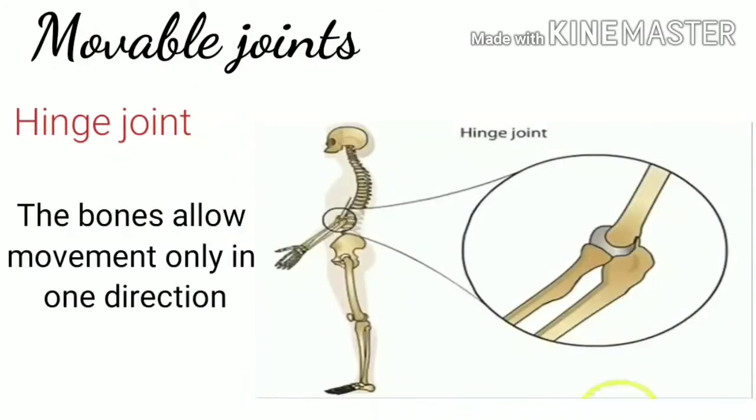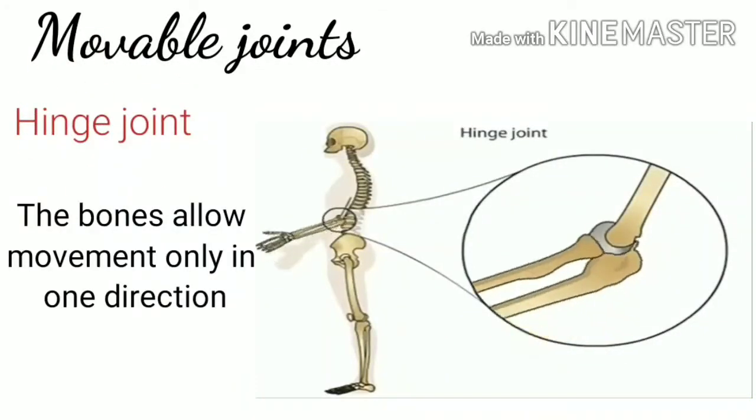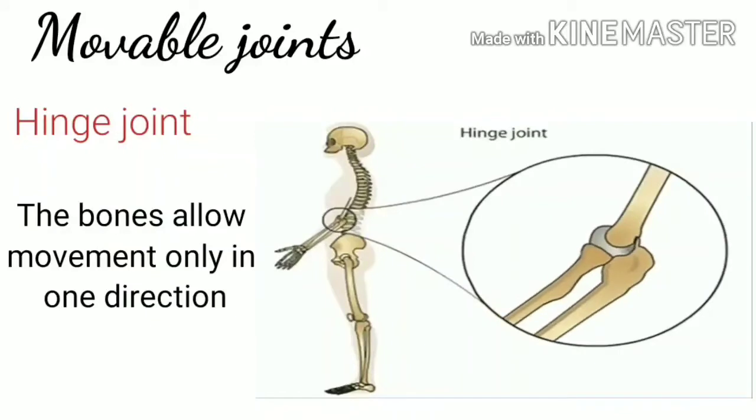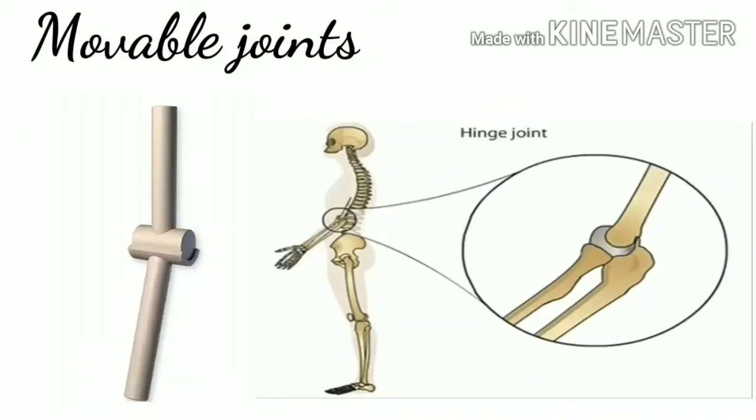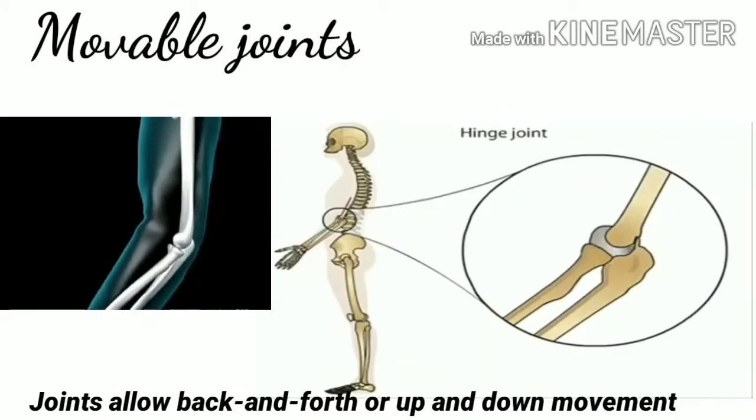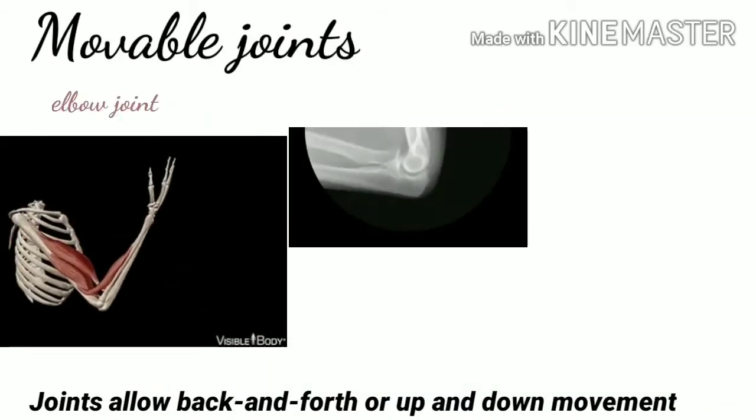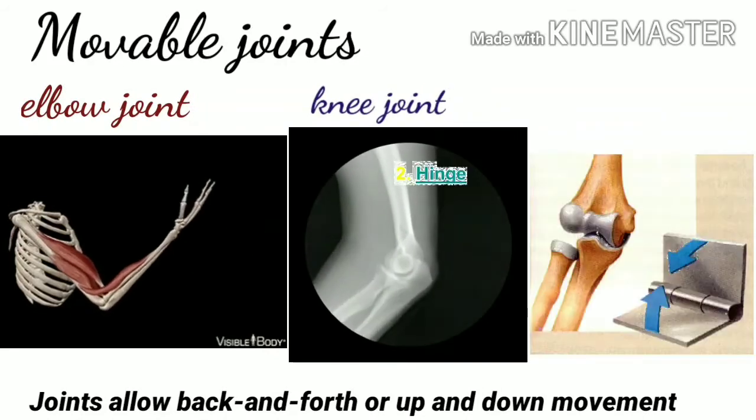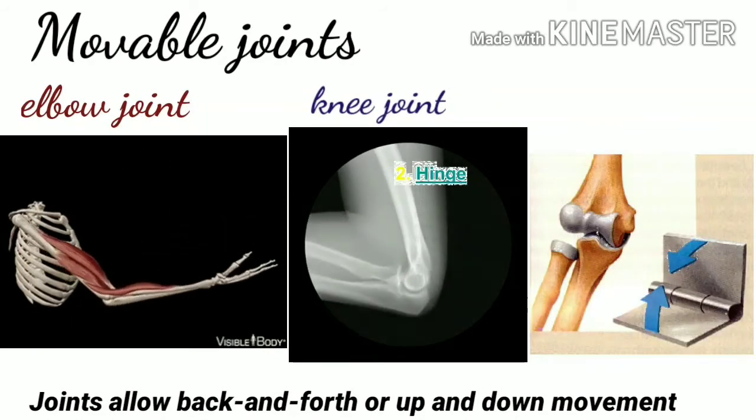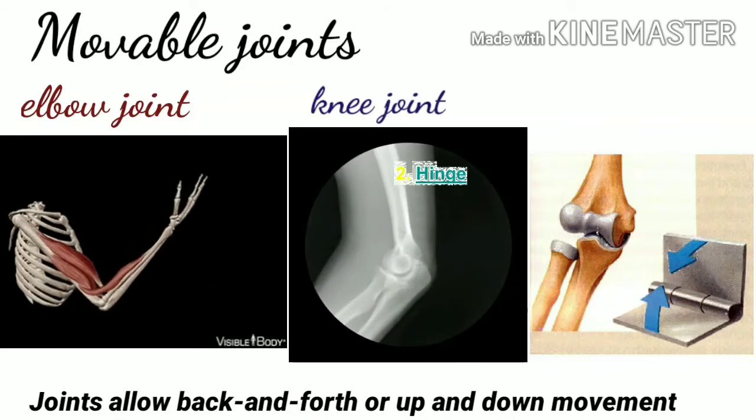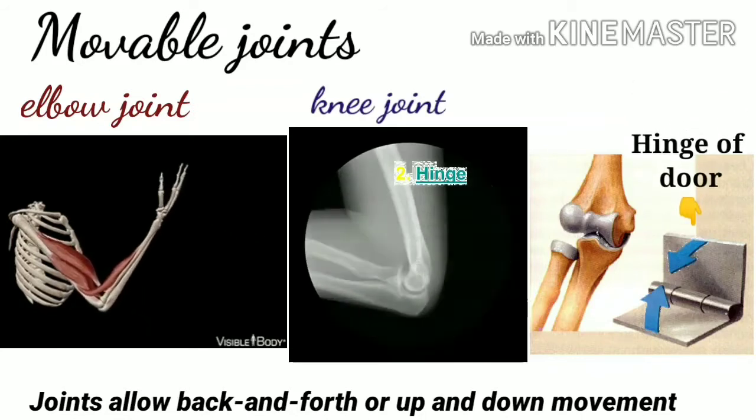Second type of movable joint is hinge joint. The bones allow movement only in one direction. You can see the movement is done either back and forth or up and down. Examples of hinge joint are elbow joint and knee joint. Hinge joint, it looks like the hinge of a door.